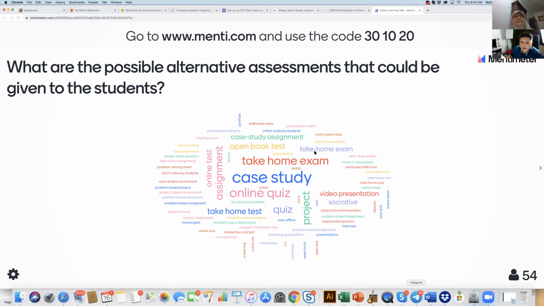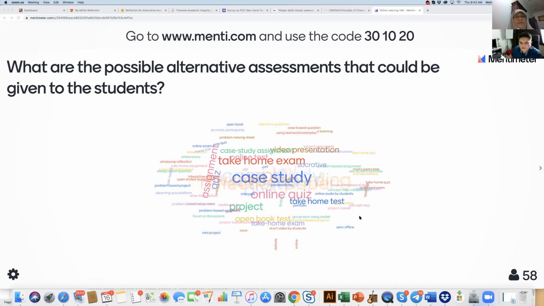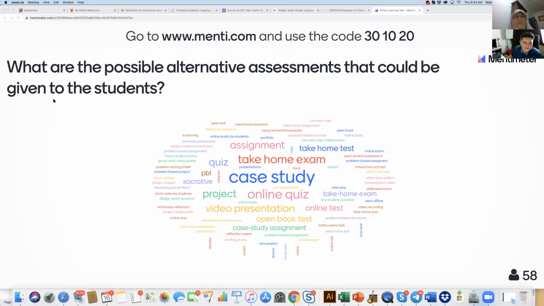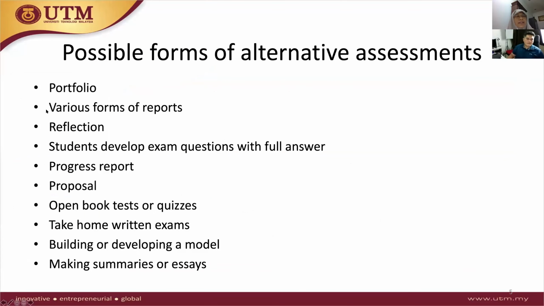Online quiz, okay. Thank you for participating. I can see that many of you have a lot of ideas on how to conduct alternative assessment. Do any of your ideas fall into this? I can see projects just now, but we also have open book tests or quizzes, take home exams. So these are several possible ones. I can see a lot of variations just now, but these are some of the alternative assessments that we can conduct in our classes.